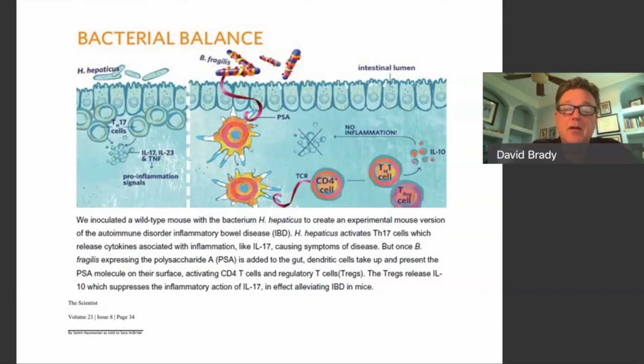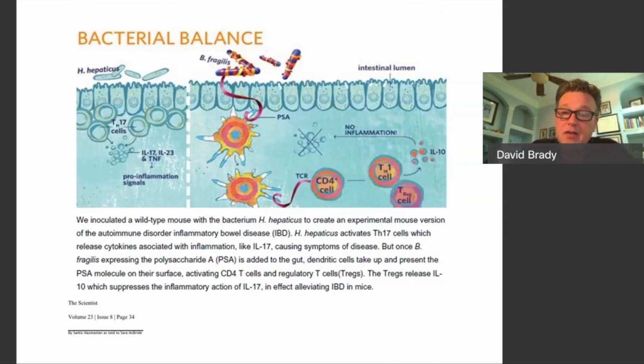And they basically developed a mouse version of inflammatory bowel disease, which is a classic autoimmune disorder. And they demonstrated that. So they took healthy animals, they introduced one bacterium into their gut and produced an inflammatory bowel disease in this animal model. They then introduced one more bacterium, B. fragilis, and B. fragilis expresses on its surface a PSA, or polysaccharide A. This PSA can be picked up by dendritic cells and presented on their surface, which in turn activates CD4 T regulatory cells in the animals.